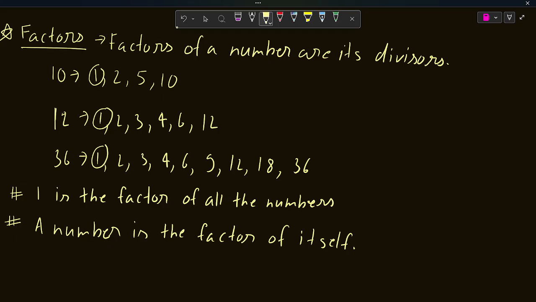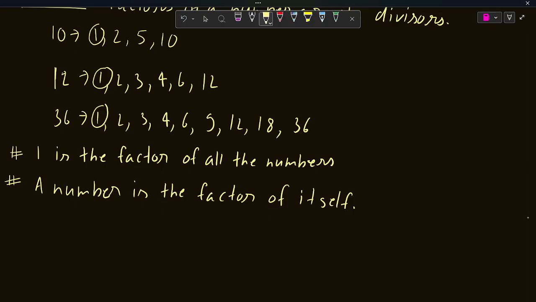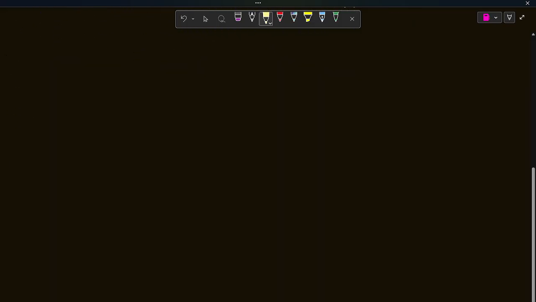Now this was all about factors. After this, we are going to discuss multiples. So what are multiples?